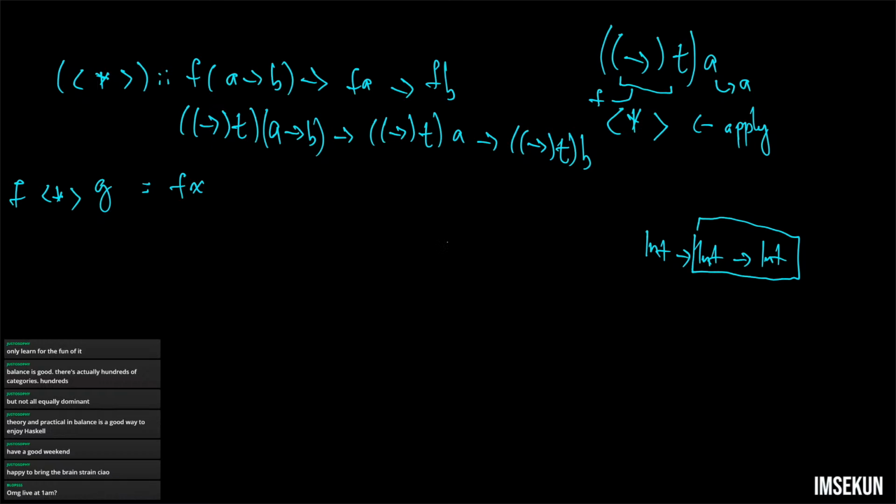So f of x, this would mean that it is partially applied, this over here, and then we have this. So this f of x returns a function that takes one argument and returns something. And so this part, okay, this part makes sense now. So this part makes sense.